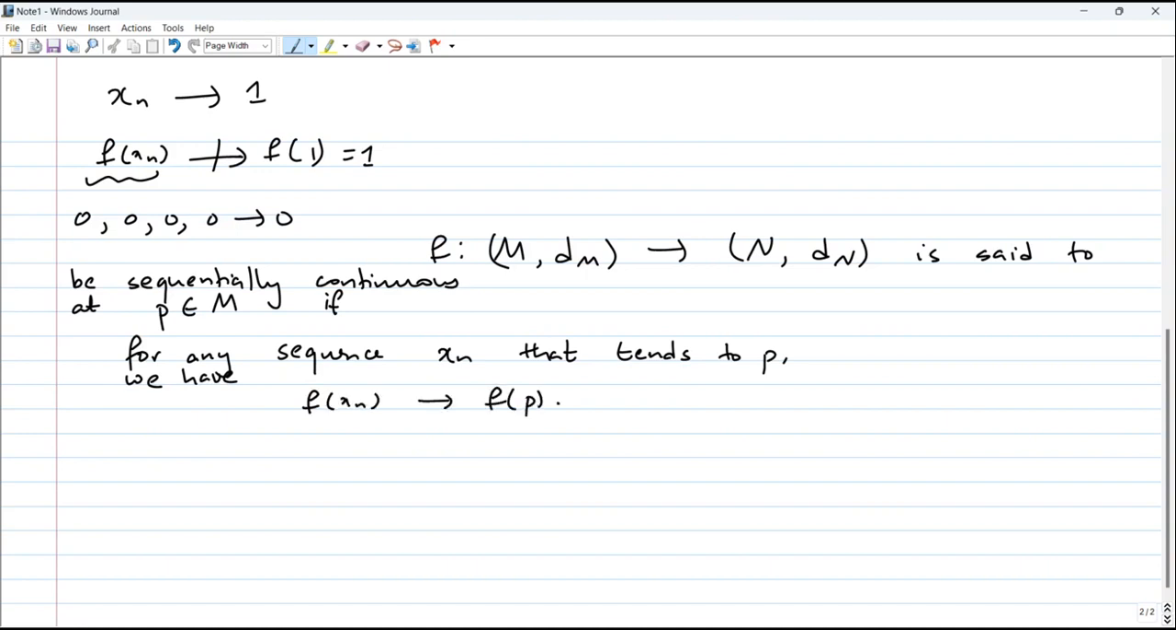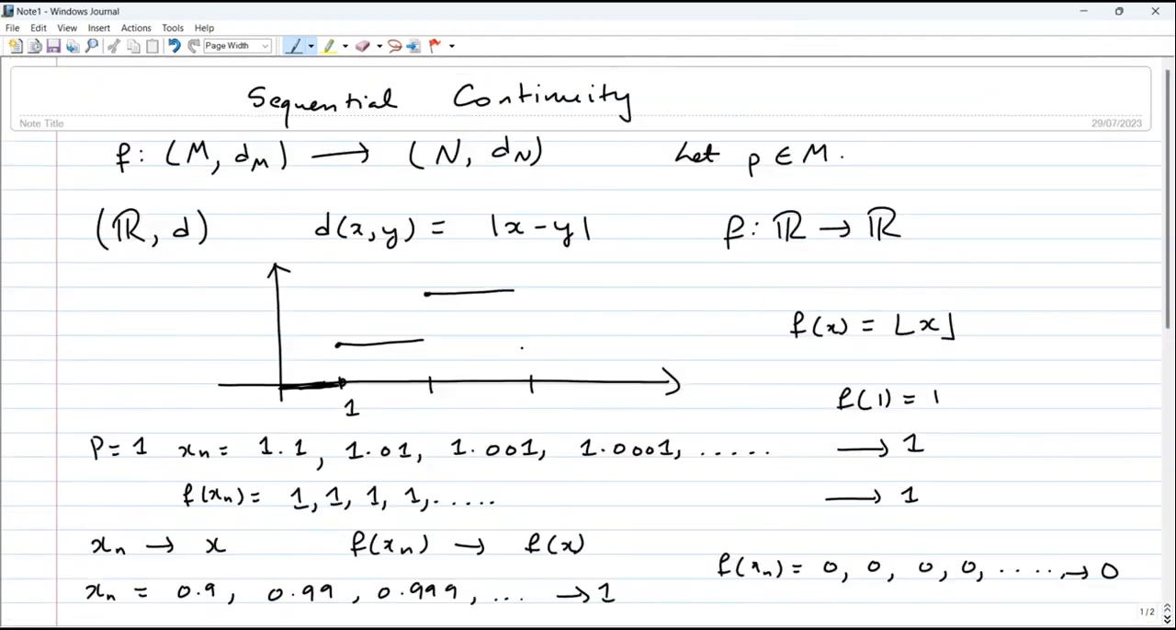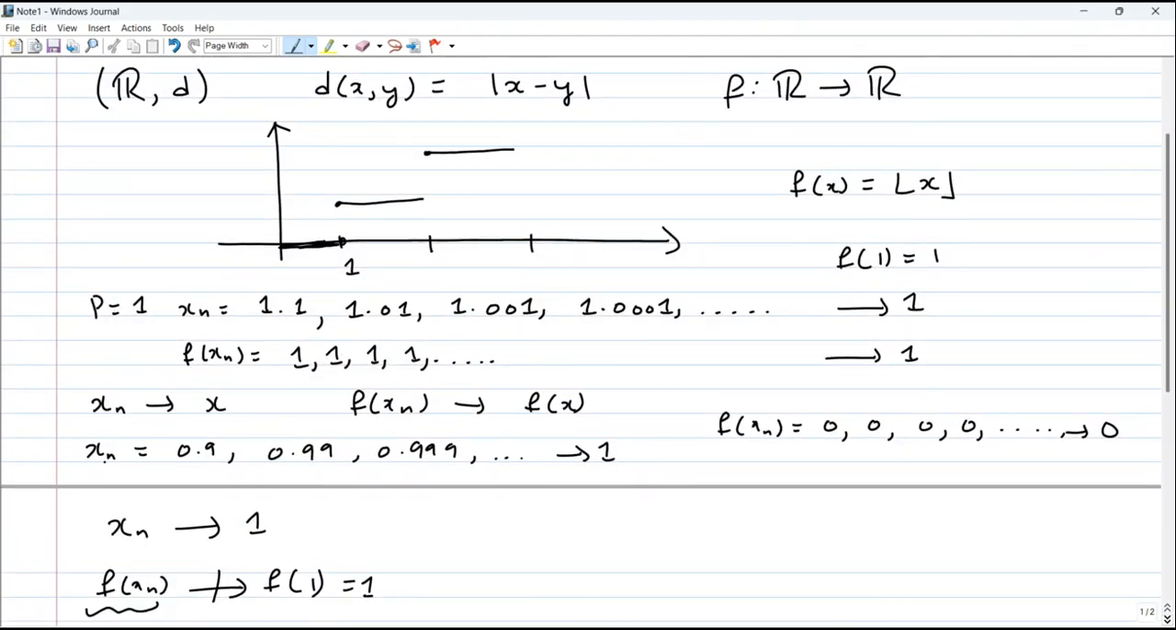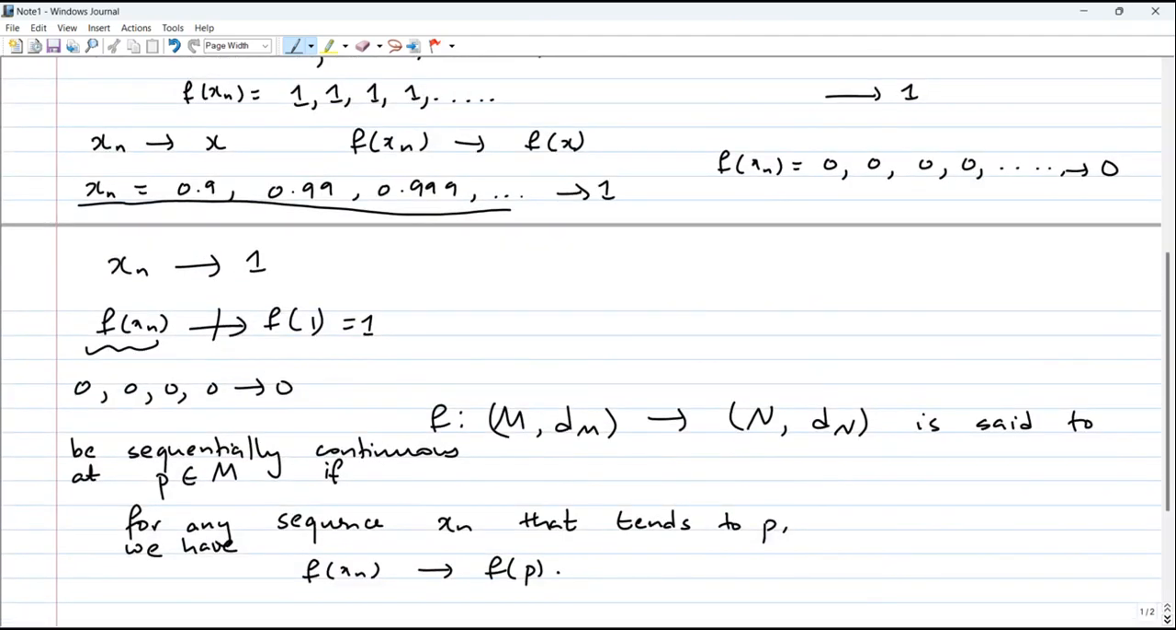Our previous example was an example of a function that's not sequentially continuous at the point 1, because we had a sequence that did not satisfy the definition of sequential continuity. Okay, hope you enjoyed this video, and in the next video we will try to prove why sequentially continuous means the same thing as being continuous.